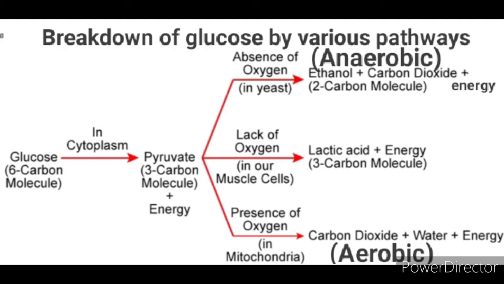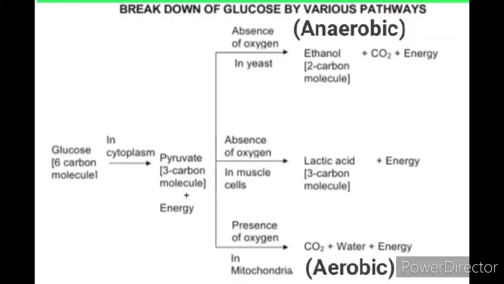Hi everyone. Now I am going to explain to you about the breakdown of glucose by various pathways. The food materials taken during the process of nutrition are used up by the cells to provide energy for various life processes. Many organisms use oxygen for the breaking down of glucose, and some organisms do not use oxygen for the breakdown of glucose.